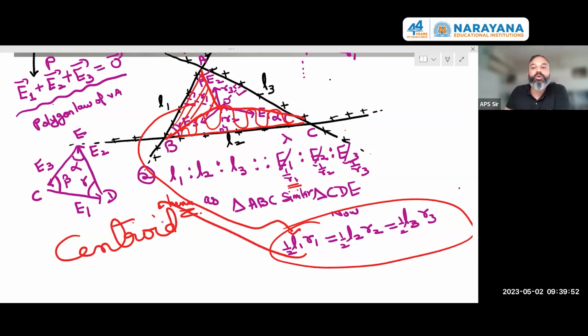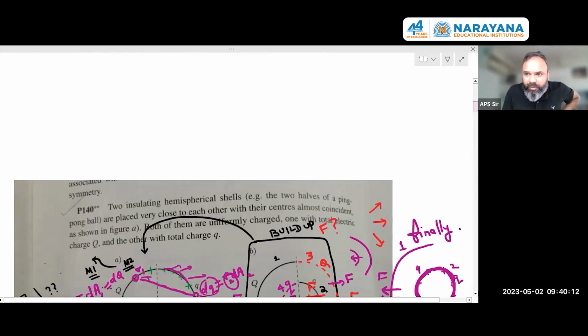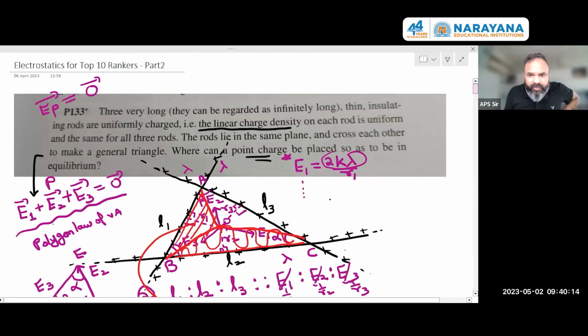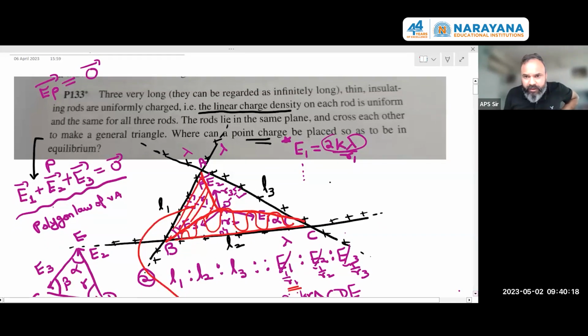Like, if I just want to make a comment, because Shashank also said that if they were finite rods, can you all tell me, if I just change this question, these were three infinite rods, so the answer is centroid. If they would have been finite rods, what would have been the answer? And why? Think.